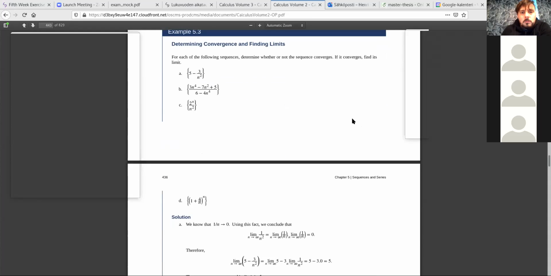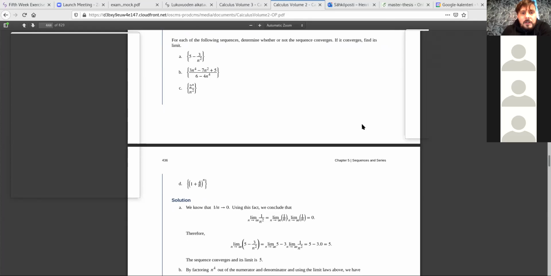Here are some examples, a very quick recap. This sequence converges, because as n goes to infinity, 3 over n squared goes towards 0, and what is left is 5, so the limit of the sequence is 5. The limit of this next sequence is probably harder to find, but you can try and see if you can come up with it.